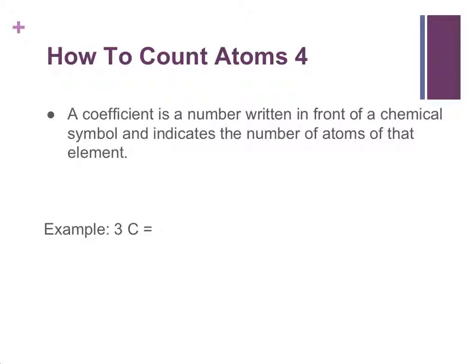A coefficient is a number that's written in front of a chemical symbol and indicates the number of atoms of that element. So for example, if we had 3C, what that's indicating is that we have 3 carbons. So if we were counting the number of atoms here, we would say that we have 3 atoms of carbon.